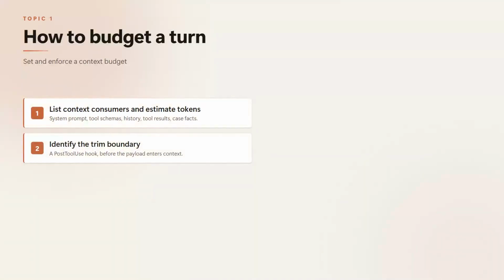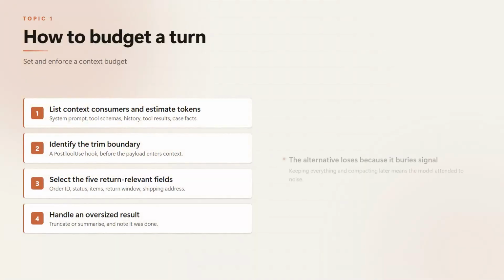Take the support agent's turn. First, list what consumes context: the system prompt, tool schemas, conversation history, tool results, and case facts. Estimate each. Now, lookup order returns 43 fields, but a returns conversation only needs 5. The trim happens in a post-tool use hook, that is the boundary. You keep order ID, status, items, return window, and shipping address.